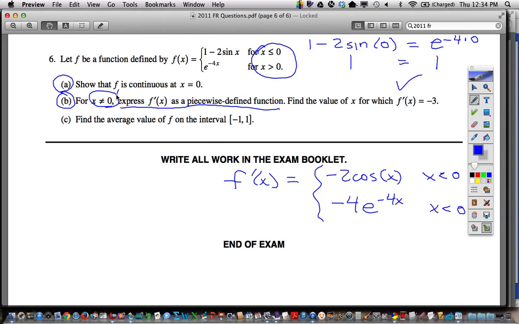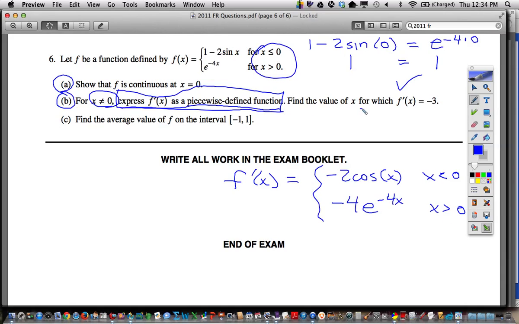Okay, so that's the first part of this. Express f prime as a piecewise function. That's it. It's greater than 0. Oh, yeah. I think did I say greater than? No. I said less than? Yeah. All right. So x is greater than 0.